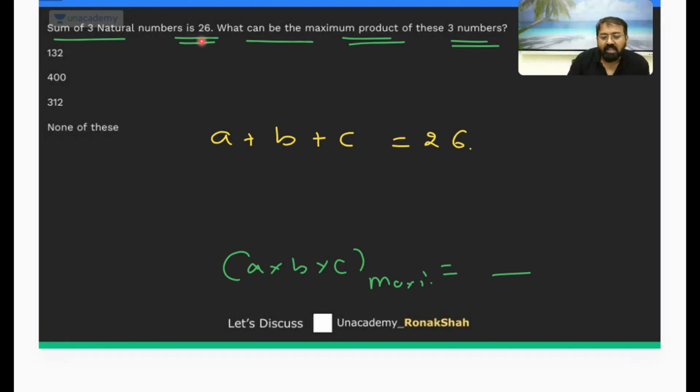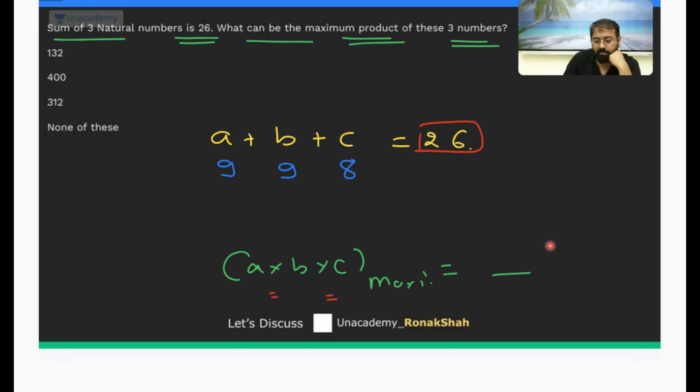So guys, remember one thing. When you are given a fixed summation, the product will be maximum when the numbers are equal. But here, three numbers can't be equal. The summation can't be 26 if the numbers are equal. So what we'll do is, there are two possibilities. Guys, I can take my number as something like this. 9, 9, 8. This is one possibility.